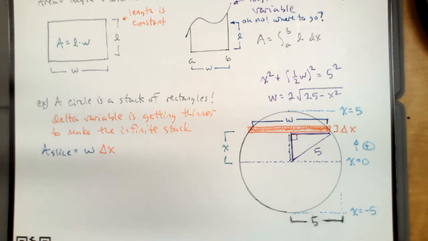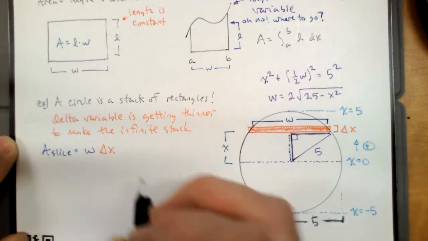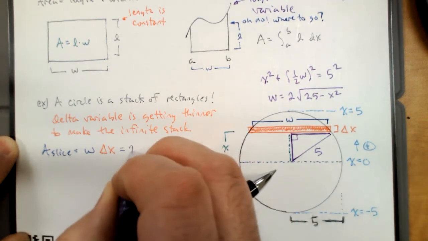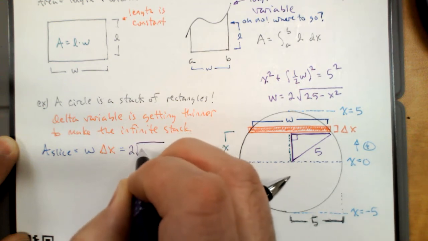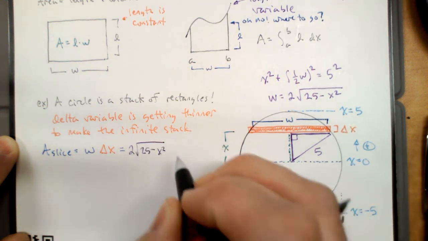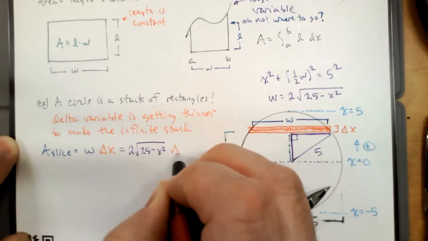Now I've got W in terms of X, so I can say that the area of that slice is my width, which is going to be 2 square roots of 25 minus X squared, times the height, which is our ever thinning delta X.